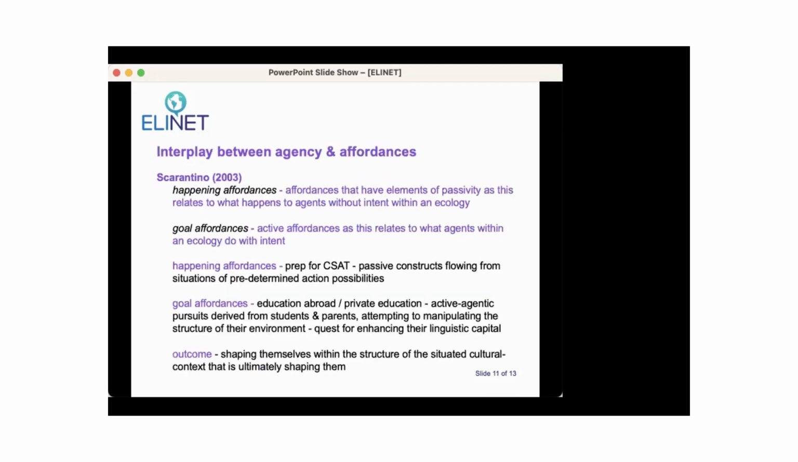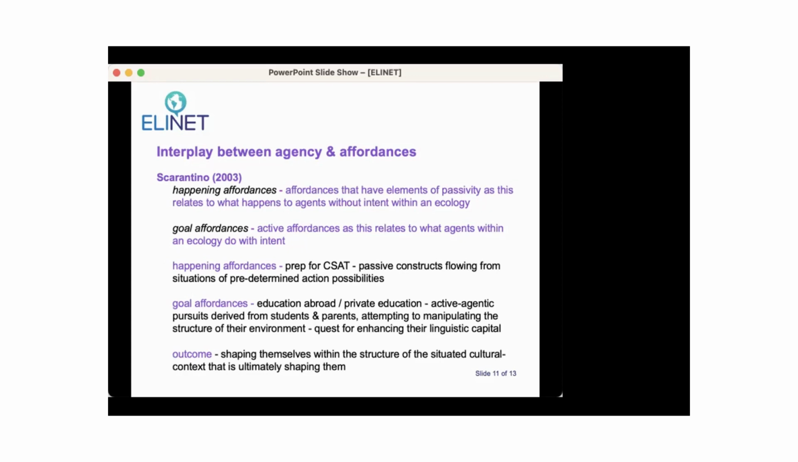So Scarantino makes a distinction between happening and goal affordances, which we can see defined on this slide. And happening affordances appear to mostly describe the affordance constructs that have been identified in my study, in that the students of the study, they are passive rather than active agents, as their quest to enhance their linguistic capital is being shaped by the prevailing constraints within the broader structure of the cultural environment.